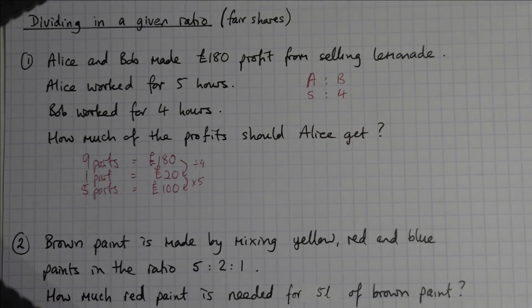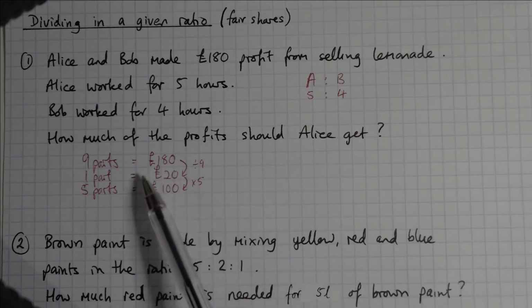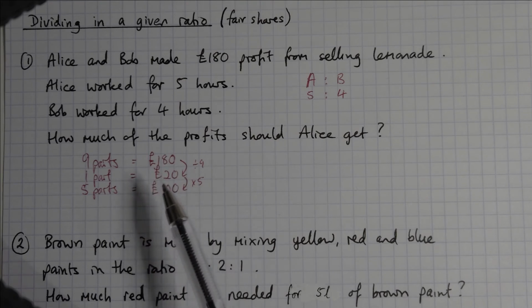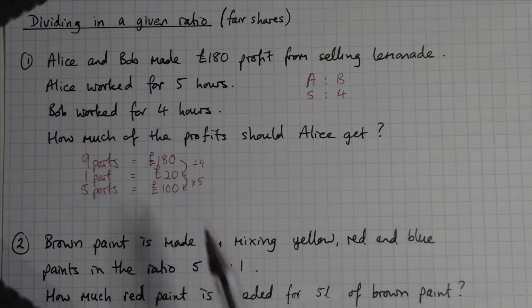Notice how I didn't do any adding or subtracting. Okay, this question did not involve adding. Well, I suppose I added 5 to 4 at the beginning, but the total number of parts was 9. But when I was doing the maths down here, to switch between numbers of parts, I never did adding or subtracting. I only did multiplying and dividing. Okay, that's really, really important.